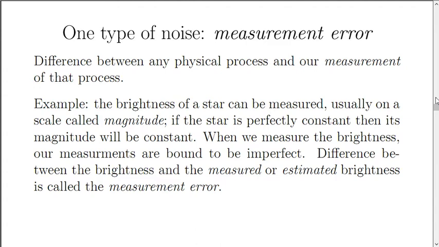By the way, there's a particular kind of noise you ought to be aware of, and that is something called measurement error. A physical process, we might find that it's perfectly, completely deterministic. But when we observe it and measure it, we also find that our measurement apparatus is not perfect. So that, for instance, consider the brightness of a star. That can be measured. It's usually measured on a scale called magnitude.